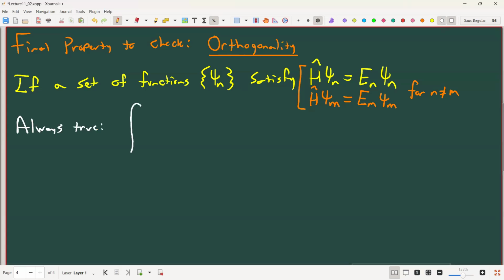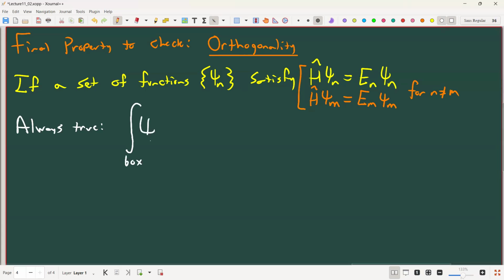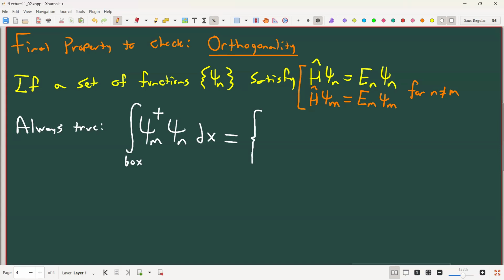Then what we can always show is always true is that the integral over the box or the space of psi m complex conjugate psi n dx has two results, two results only: 1 if n is equal to m, or 0 if n is not equal to m.